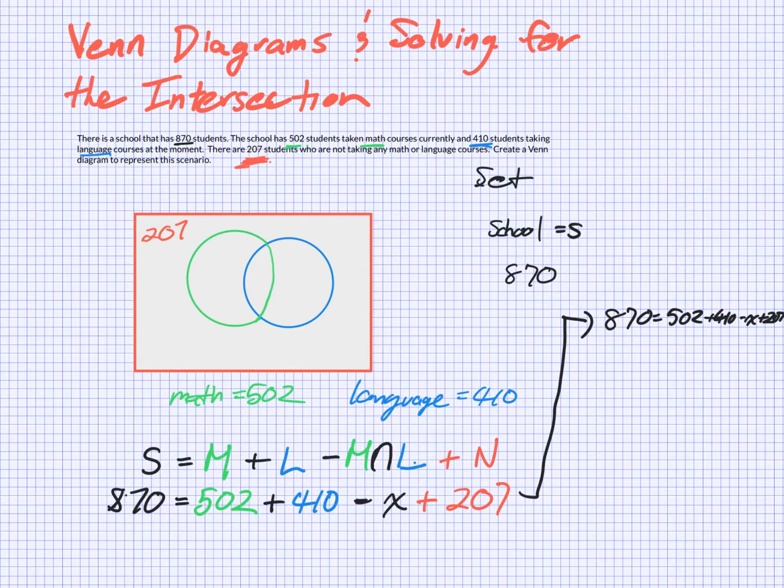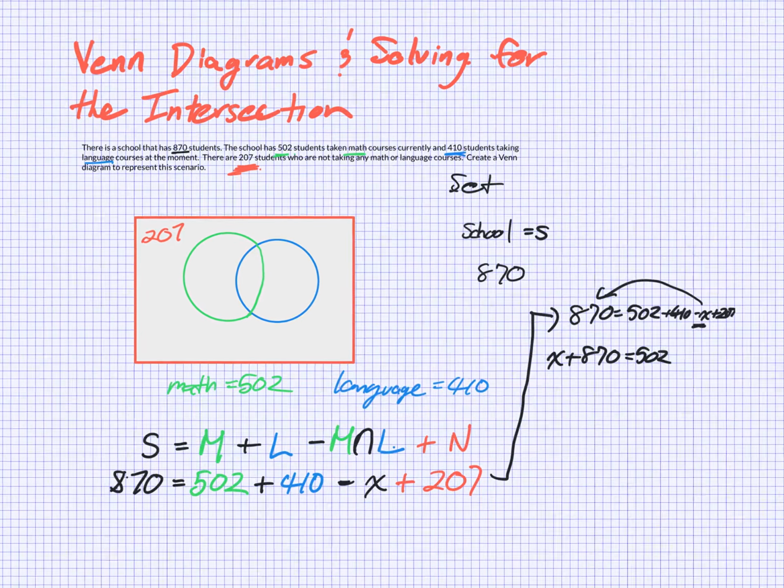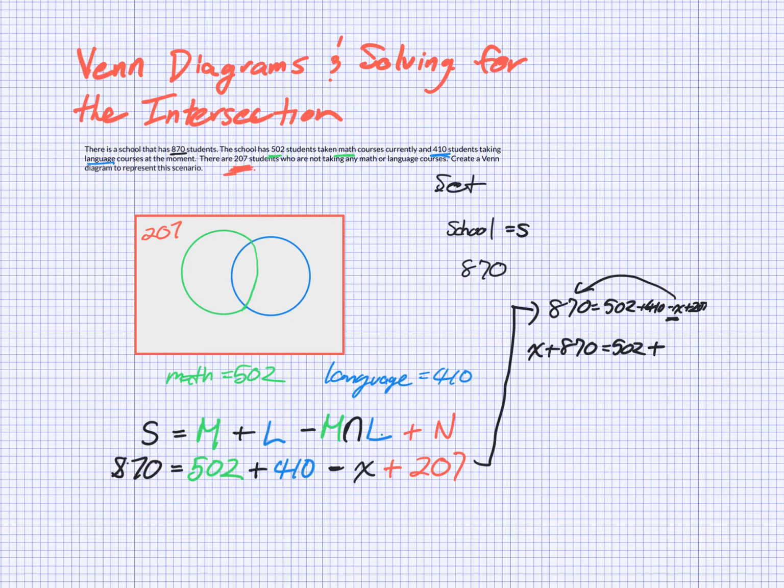I'm actually going to move the X to this side of the equation. Because it's a negative, it will become positive over here. So we're going to get X plus 870 is equal to 502, and I can just do this to make more room. There we go. Plus 410 plus 207. Okay. And I'm going to move the 870 over to the other side of the equation, and that's going to help us isolate for X.